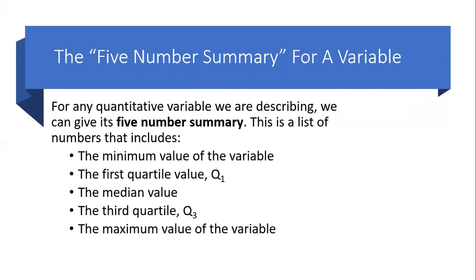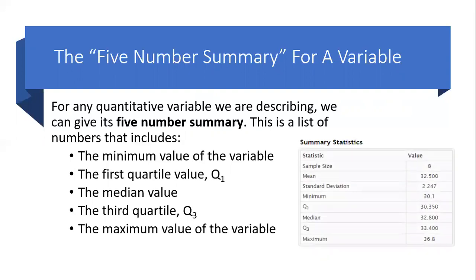Now, when we do summary statistics, for example, with StatKey, we're often going to see those 5 numbers in the 5-number summary listed in a row. Here we see them: minimum, Q1, median, Q3, and maximum. And on other technologies, for example, the Texas Instruments 83 or 84 calculator, you'll also notice that those 5 values tend to be listed in order.